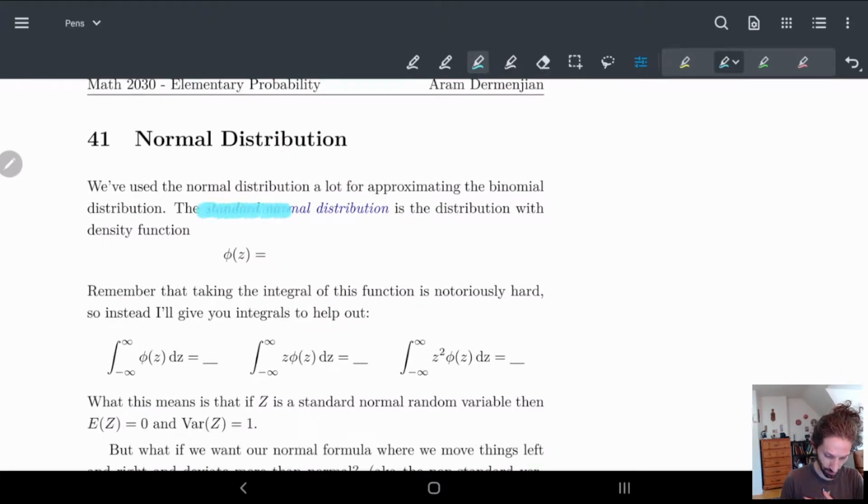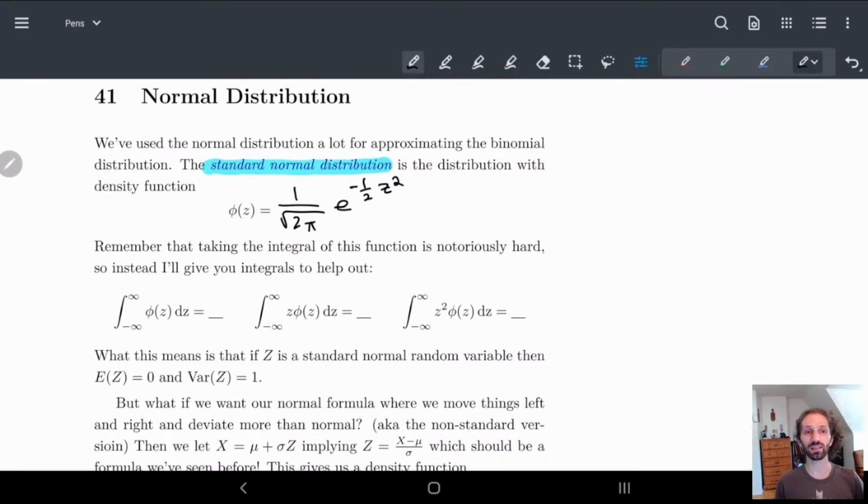So the standard normal distribution is a distribution where we let our f of x, in this case we use phi of z because it's fairly normal. This is what we were using beforehand, so I'll just stick with that notation. This is equal to 1 over the square root of 2 pi e to the minus 1 half z squared. So this is the density function for this.